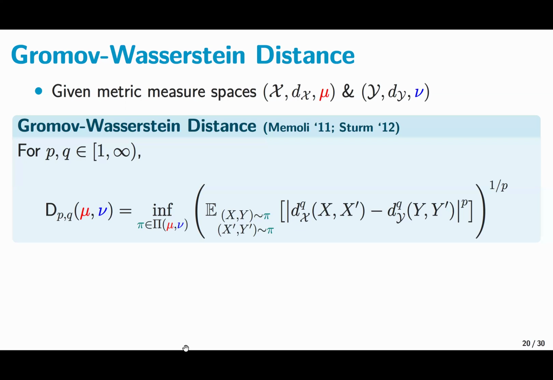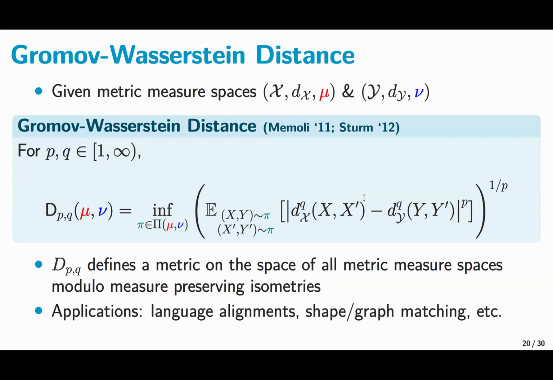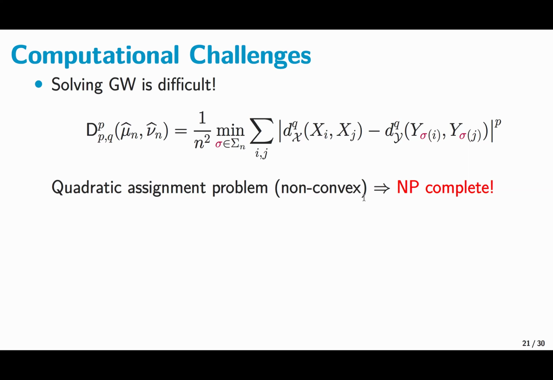Okay, so what is the Gromov-Wasserstein distance? The Gromov-Wasserstein distance is a metric. It's basically comparing two metric measure spaces. So we are not just comparing marginals, we are comparing the metric structures of the space. So the definition is here. In this definition, the metric structure comes into play when you compare the two marginals. Then this Gromov-Wasserstein distance defines a metric on the space of all metric measure spaces up to measure preserving isometries. Applications include language alignment, shape matching, graph matching, and so on. In these applications, you have some metric structures, and you want to take them into account when you compare two measures. Okay. Right. So that's fine.